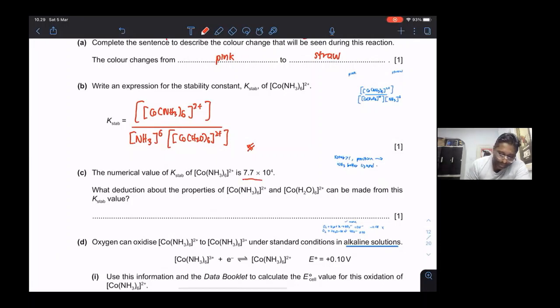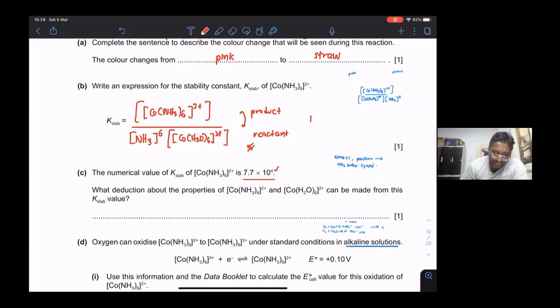If you look at this numerical value, what does it tell us? This number is your product divided by reactant. If the product and reactant concentrations are the same, then you're going to get 1. So if you have a number greater than 1, like 10 to the power of 4 and so on, it's greater than 1.